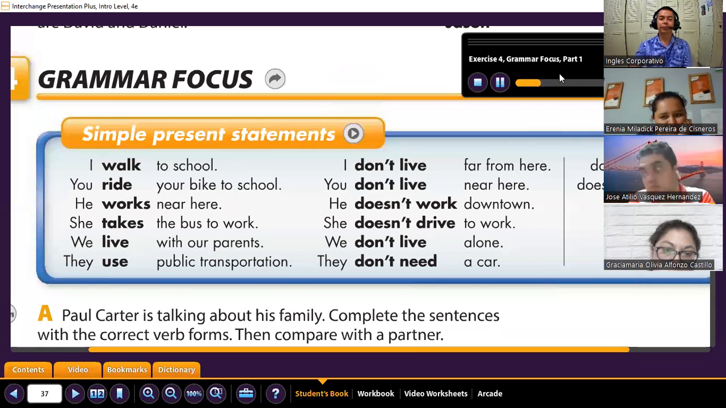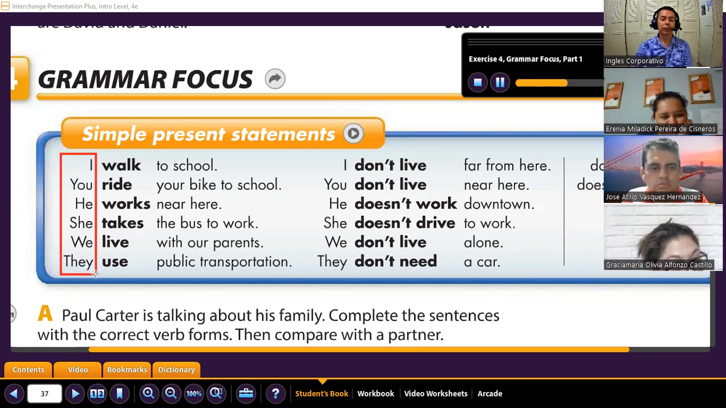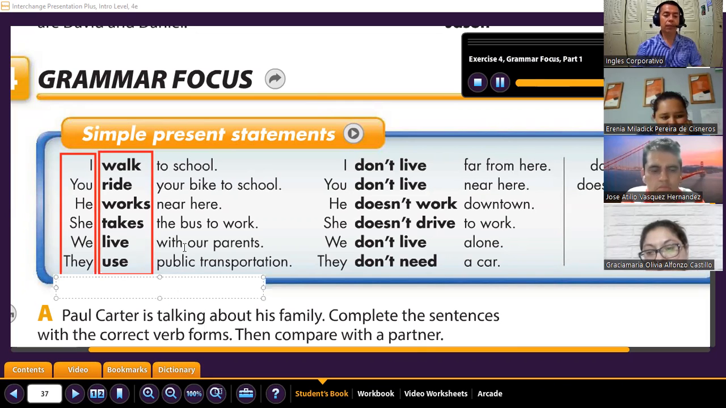I walk to school. I don't live far from here. You ride your bike to school. You don't live near here. He works near here. He doesn't work downtown. She takes the bus to work. She doesn't drive to work. We live with our parents. We don't live alone. They use public transportation. They don't need a car. Don't equals do not. Doesn't equals does not.